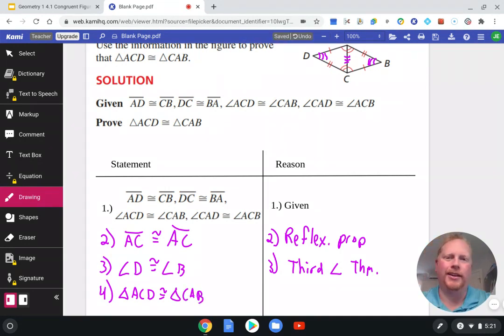And you won't really need to know this reason. Okay, the rest of the chapter is all about shortcuts. But all corresponding parts are congruent.